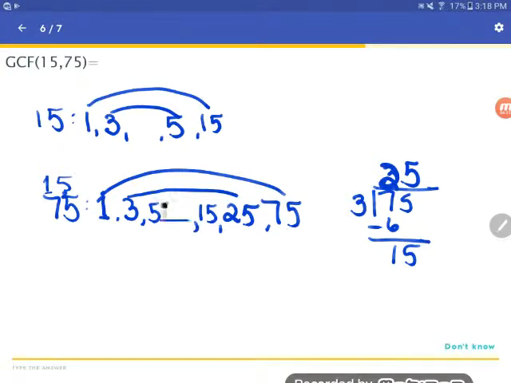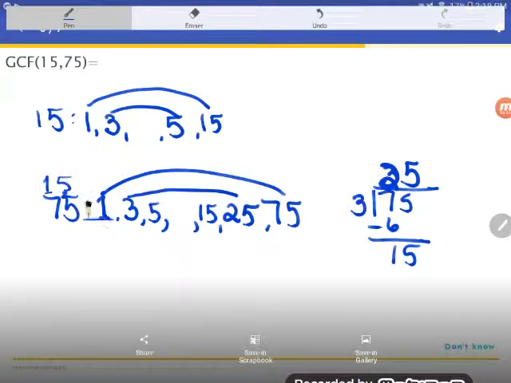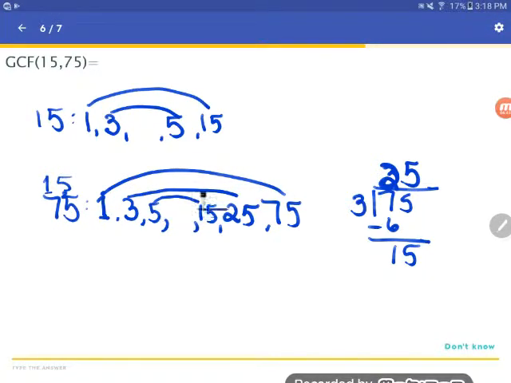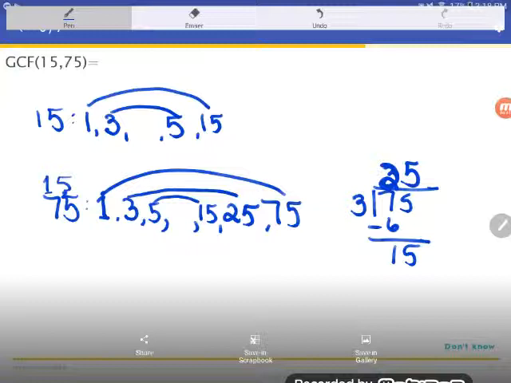If you want to learn to do sight division in your head like I do, go ahead and check out the video on that. Okay, now 75 is not divisible by 7. It's not divisible by 11. I could keep trying those prime numbers up until 15 and know that these are all the factors. And so I have all my factors for 15, all my factors for 75.